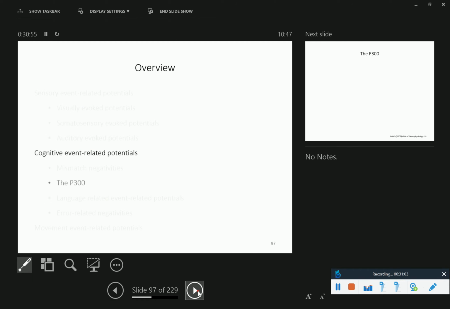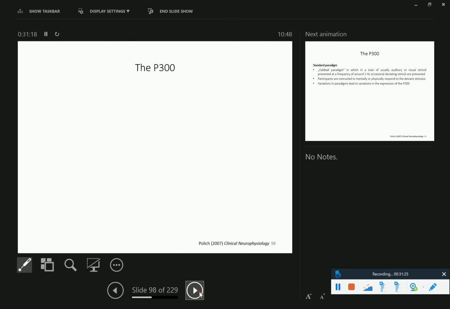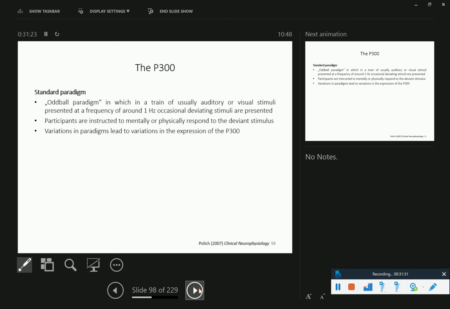Good. Mismatch activity, something unconscious that changes. P300, the main difference to mismatch activity is in the paradigm, in that you do some active conscious processing, which can go to a certain step or even go so far that you respond to the stimulus. So this is a nice review about the P300. The standard paradigm for the P300 is again an oddball paradigm, usually auditory or visual. So P300 is actually, I think, also quite visual. It's presented at a frequency of around 1 Hz with occasionally deviating stimuli.